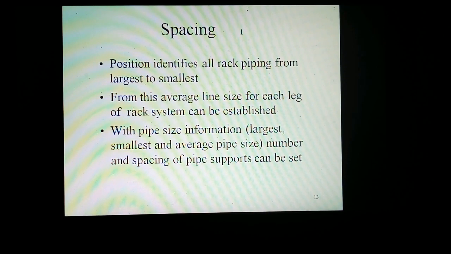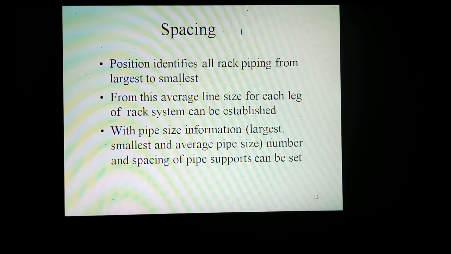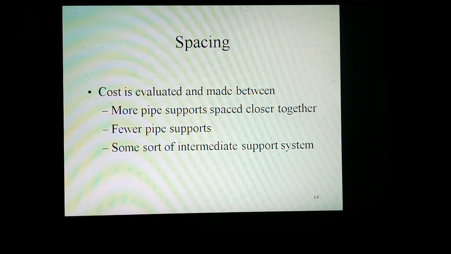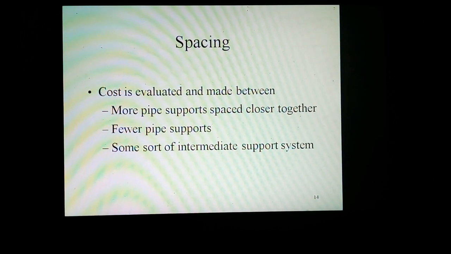Spacing. This issue can be addressed after the transposition has been completed. The transposition identified all the rack piping from the largest to the smallest. From this, the average line size for each leg of the rack system can be established. With the pipe size information, largest, smallest and average pipe size, the number and spacing of the pipe support bents can be set. The cost trade-off is evaluated and made between more pipe supports spaced closer together or fewer pipe supports and some sort of intermediate support system.